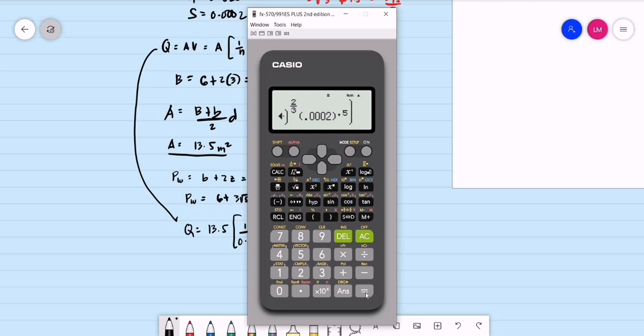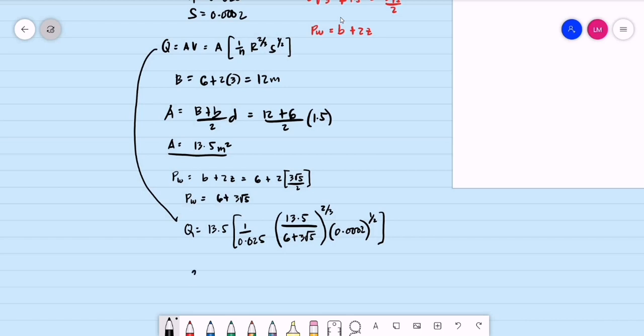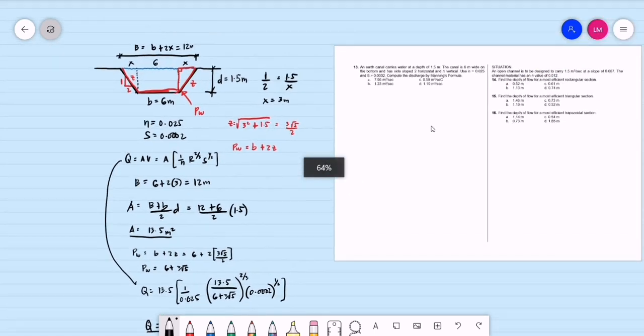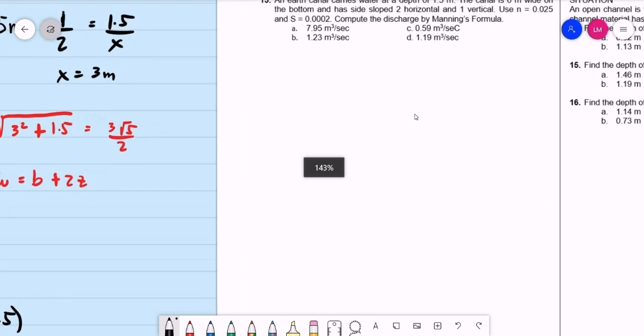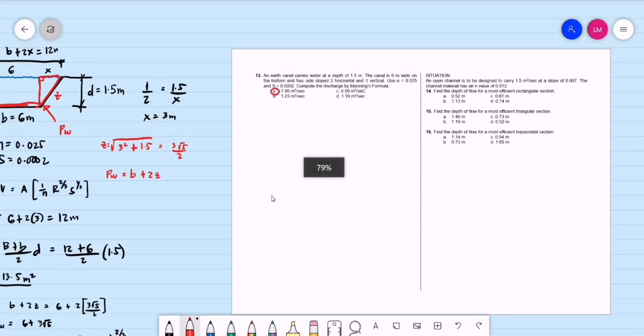So what will be the discharge for this trapezoidal channel? We have 7.951 cubic meters per second. Okay, so we have a discharge equal to 7.951 cubic meters per second. So we check this value on our choices. The computed value is 7.951. The closest value on our choices is letter A, 7.95. So this is an example of a trapezoidal channel.